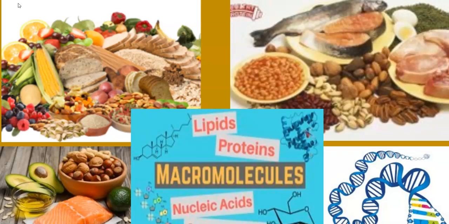Now, each of these 4 groups is very different from the other in terms of its basic structure and function, aka how it's arranged and what it does. But there are some similarities among these 4 groups, including the atoms that they use, the process by which they're built, and the process by which they're broken down. So let's talk about each of those 3 similarities individually.